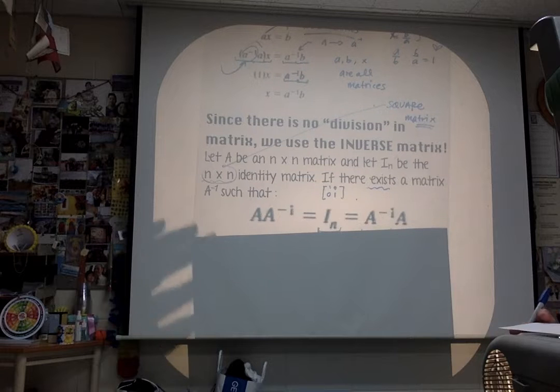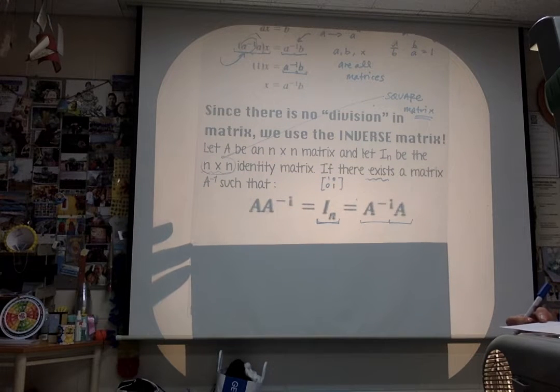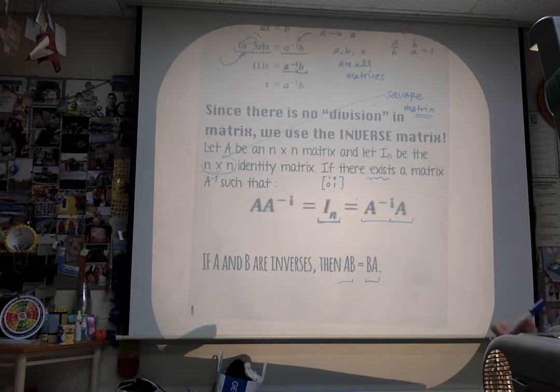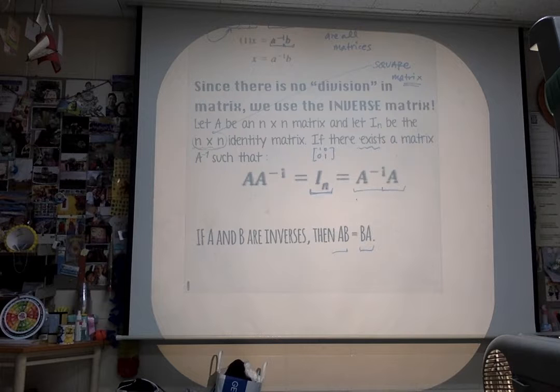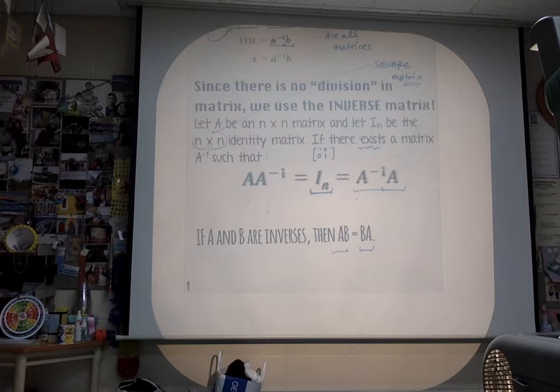So I think I asked you this question before. If A and B are inverses, that's the only time that AB will equal BA. You remember I asked that when you were doing products, does AB always equal BA? A lot of you said no or yes, but maybe you didn't know exactly. The only way they're equal is if A and B are inverses.